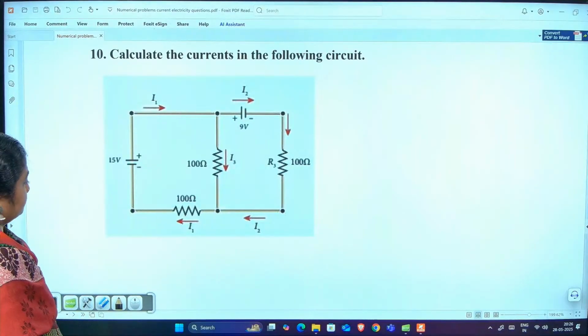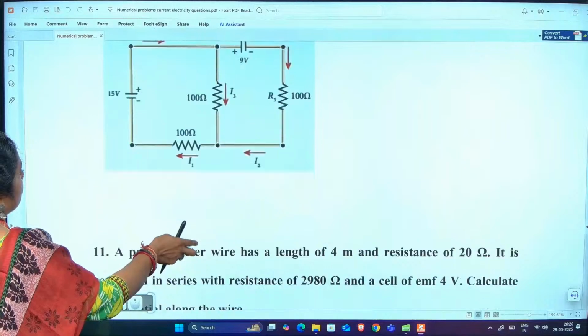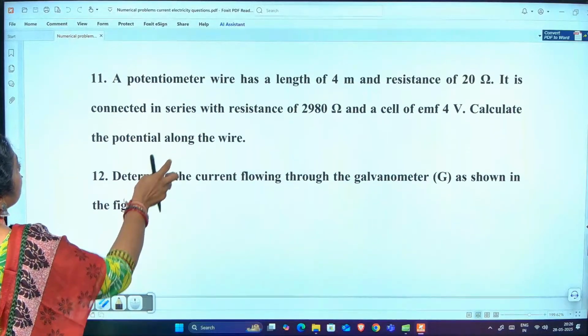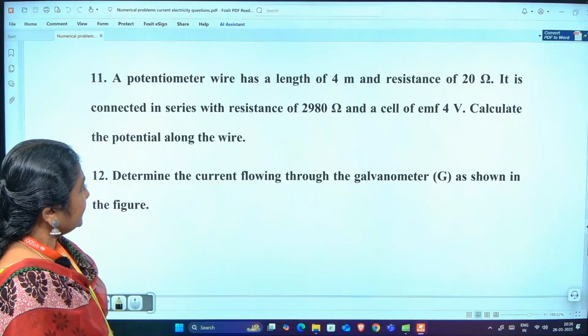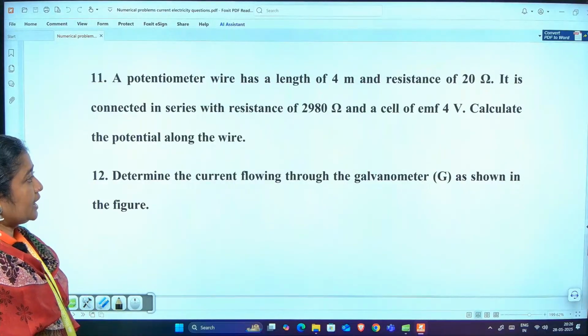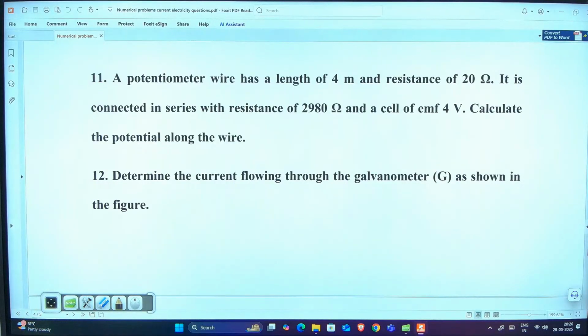Finished? Okay, next question. A potentiometer wire has a length of 4 meters and a resistance of 20 ohms. It is connected in series with a resistance of 2980 ohms and a cell of EMF 4 volt. Calculate the potential along the wire.